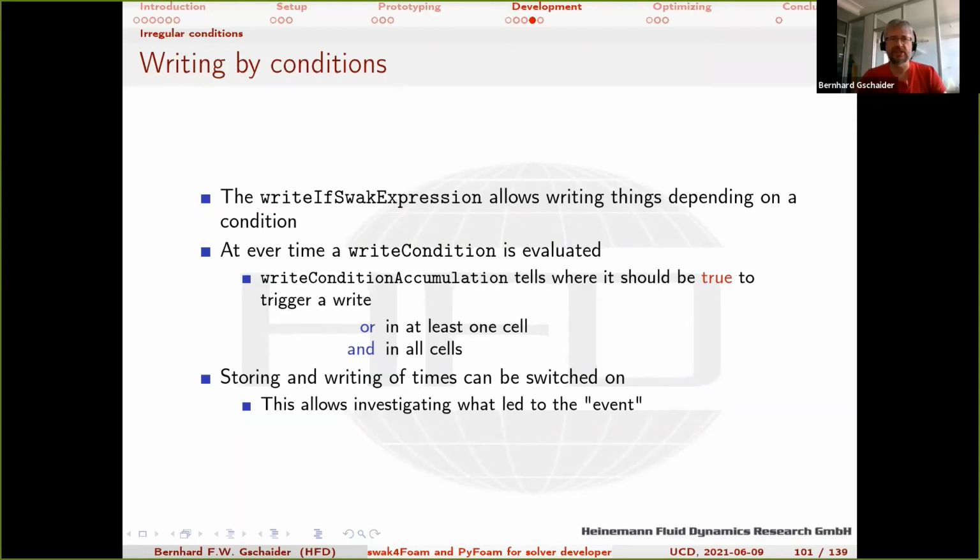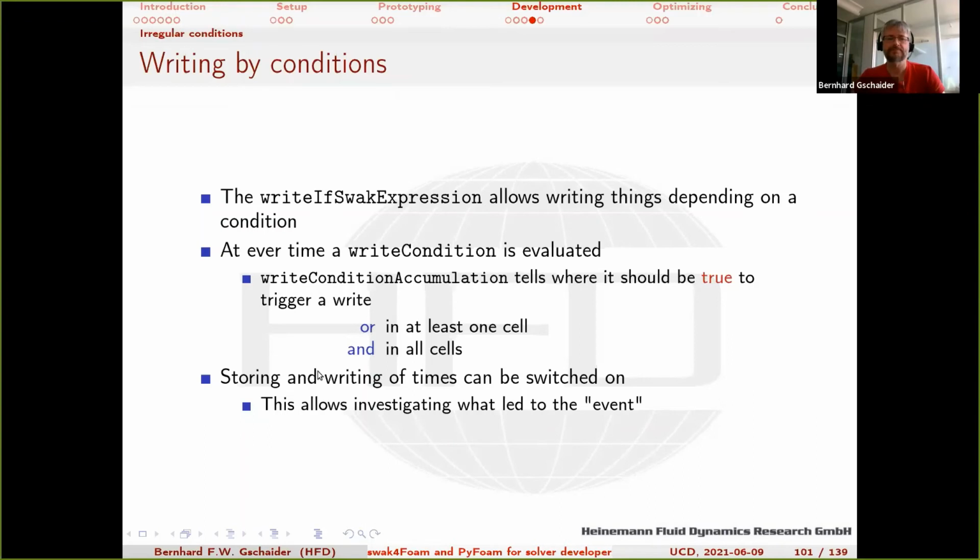Basically, what it does is, at the end of every time step, it evaluates a write condition that you specified. Then you specify either that if any cell has this write condition true, then we write, or that it wants all the cells to be true. That's the other accumulation that you can specify.